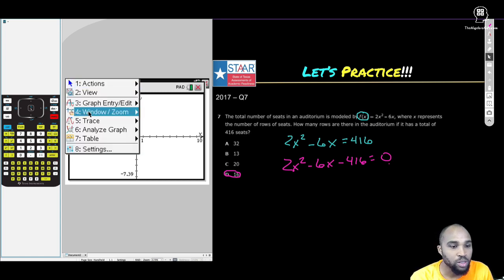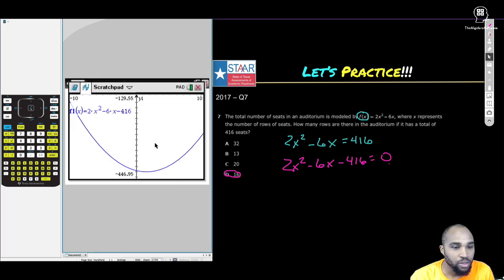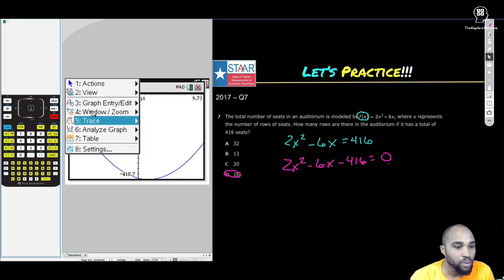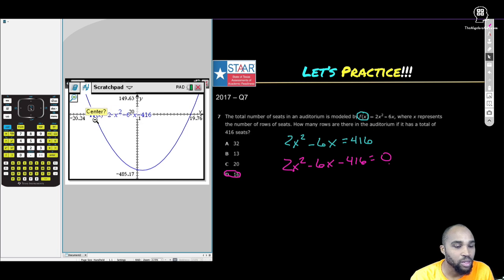So remember what we do. We're going to do our windows, and we're going to fit. That's what I like to do first. I'm going to fit this graph, and I kind of can see where it is now. So I'm going to kind of maneuver. I'm going to zoom out a little bit, and there we go. So now I can see what's going on with this graph.